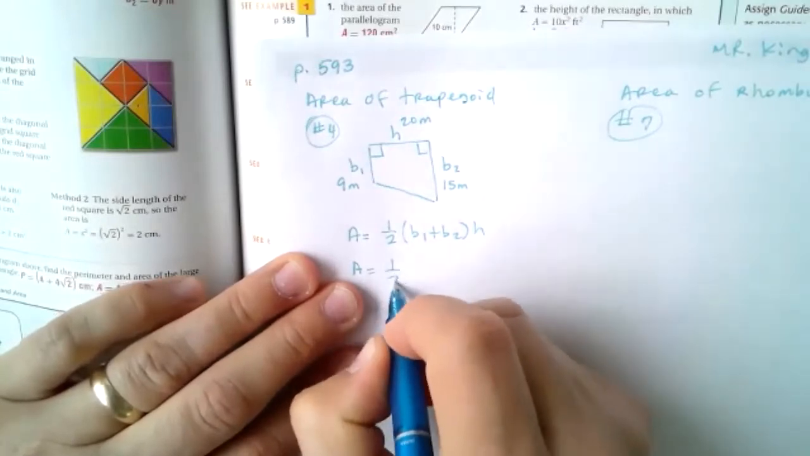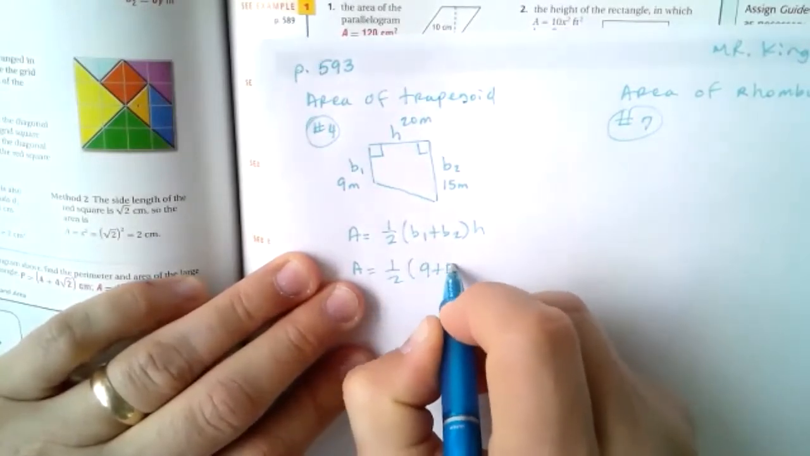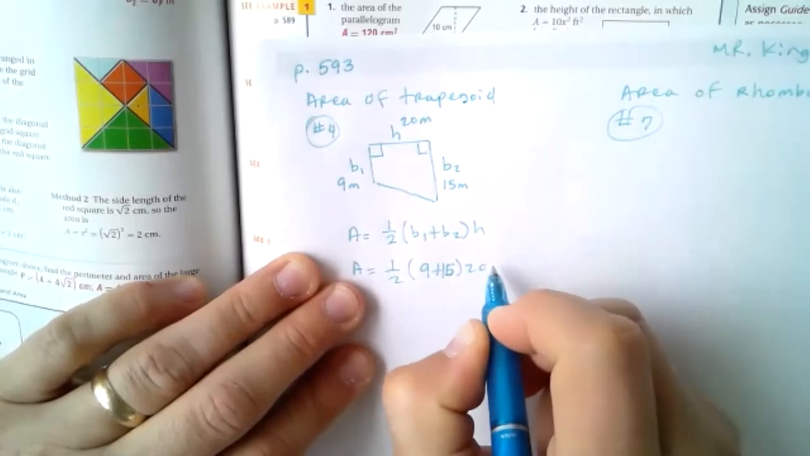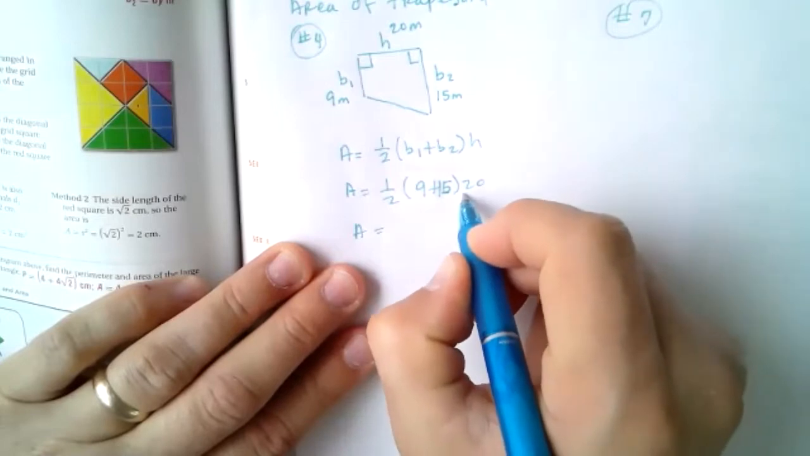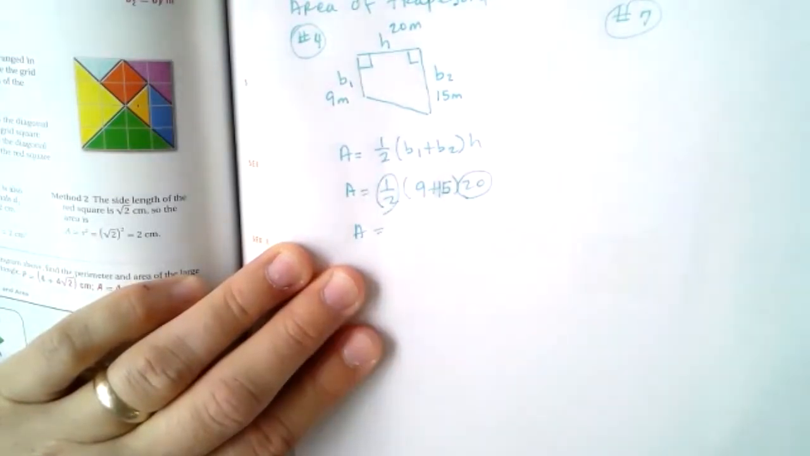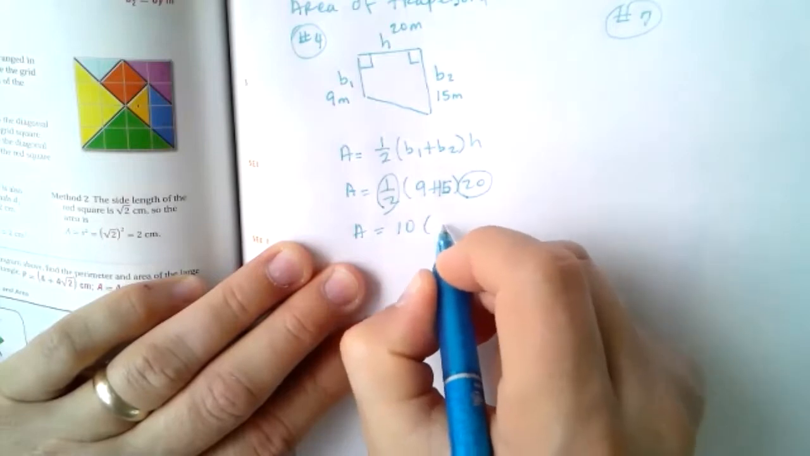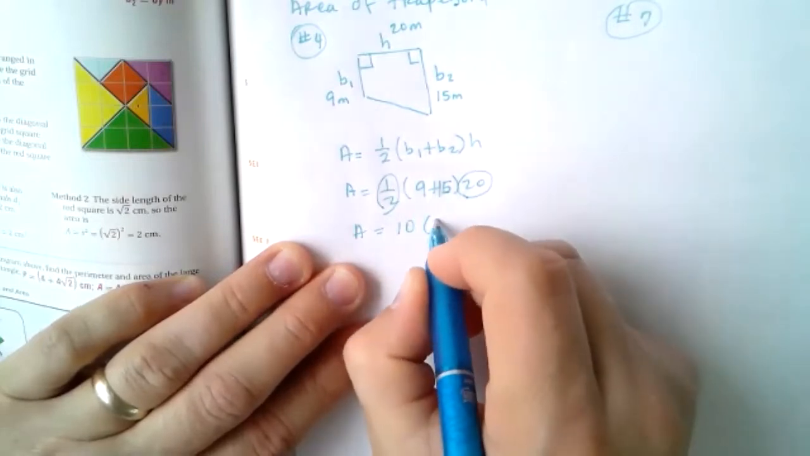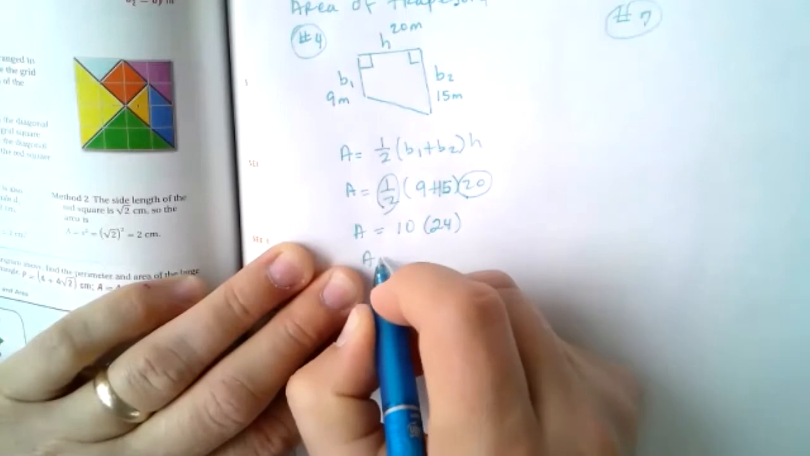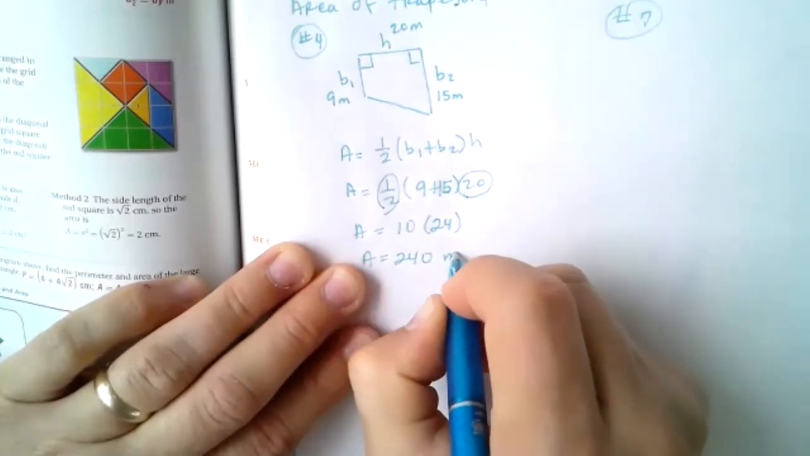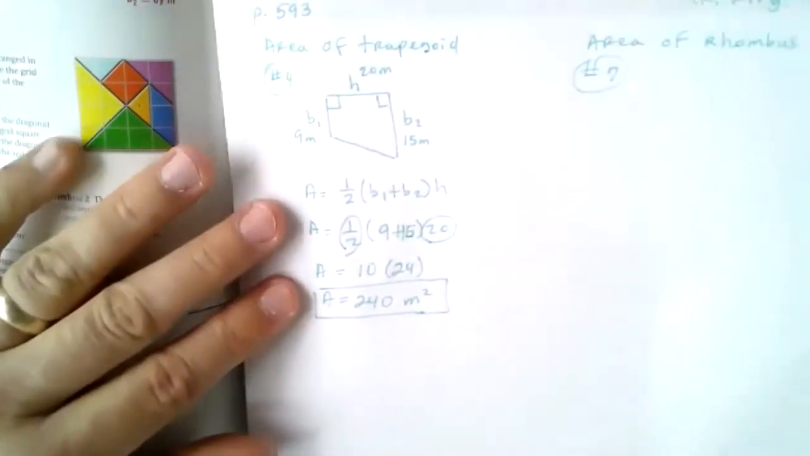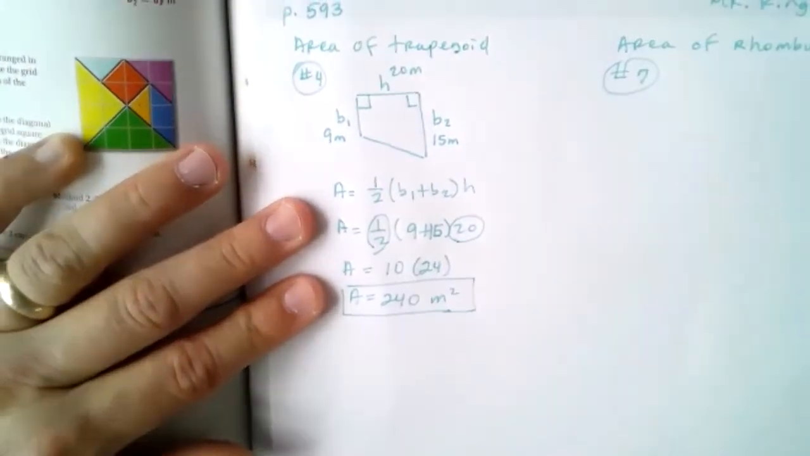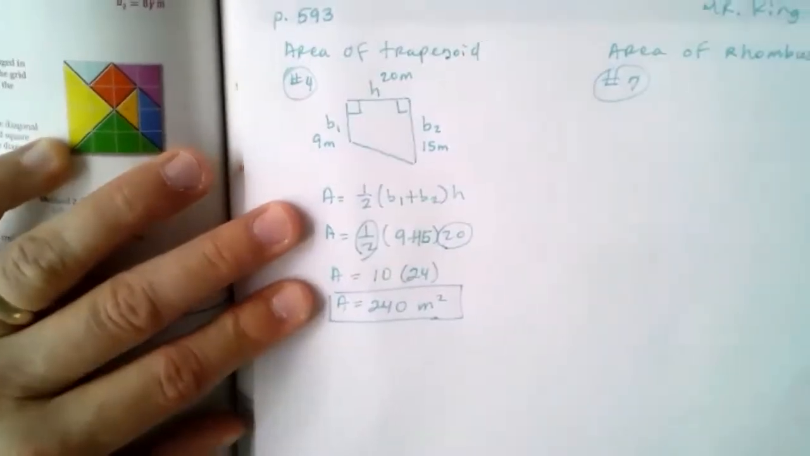Area equals 1/2 times 9 plus 15, times 20. You could do 20 times 1/2 and get 10. 9 plus 15 is 24, so that's 240 meters squared. Let's check our answer from the book to make sure that's right. And yeah, that's right, so I'm going to leave that just like that. Let me turn that brightness down so I can see this a little better.